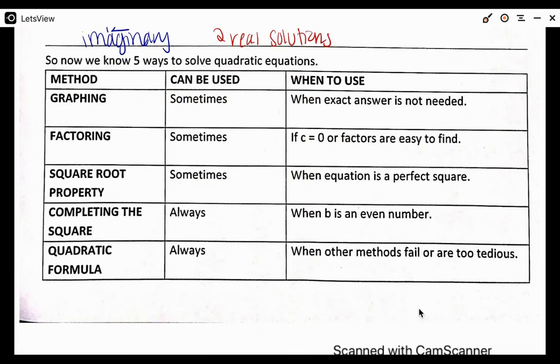So now we know a couple ways to solve quadratic equations. Oh, sorry, I got the hiccups, guys.